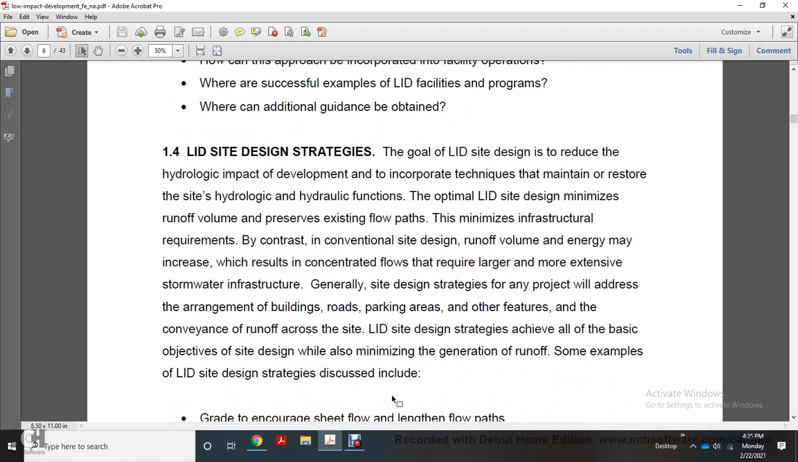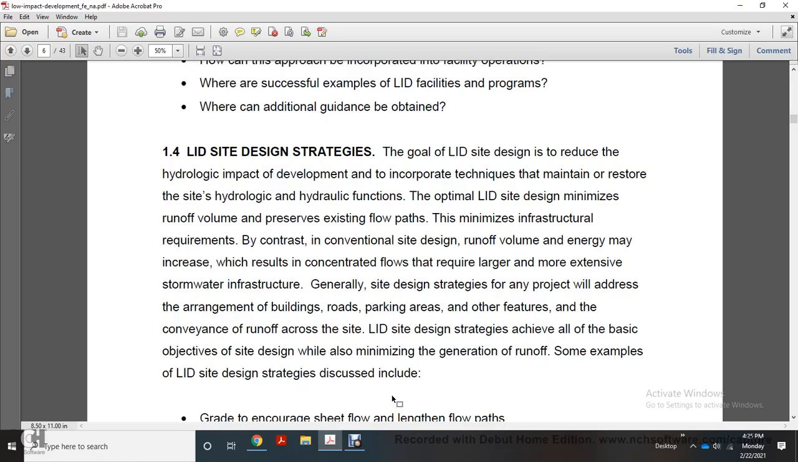The goal in low impact development site design is to reduce the hydrological impact of the development, incorporating techniques to maintain and restore site hydraulic and hydrologic functions. Optimizing low impact development site design means minimum runoff volume and preservation of the existing flow path with minimized infrastructure requirements.